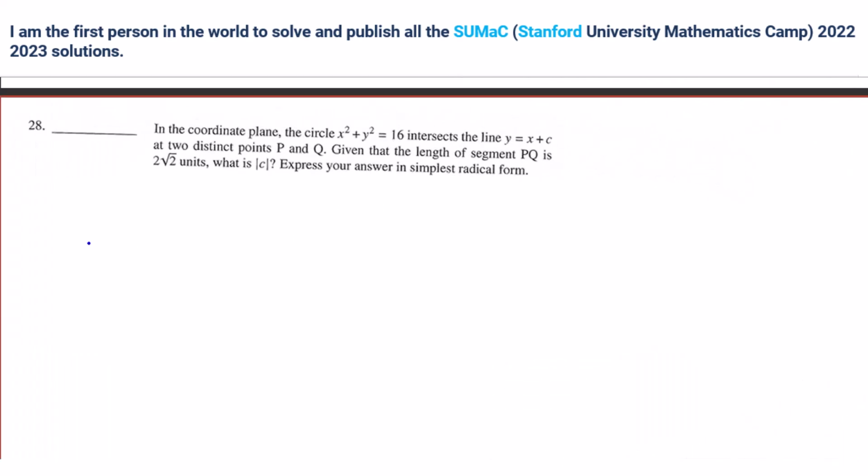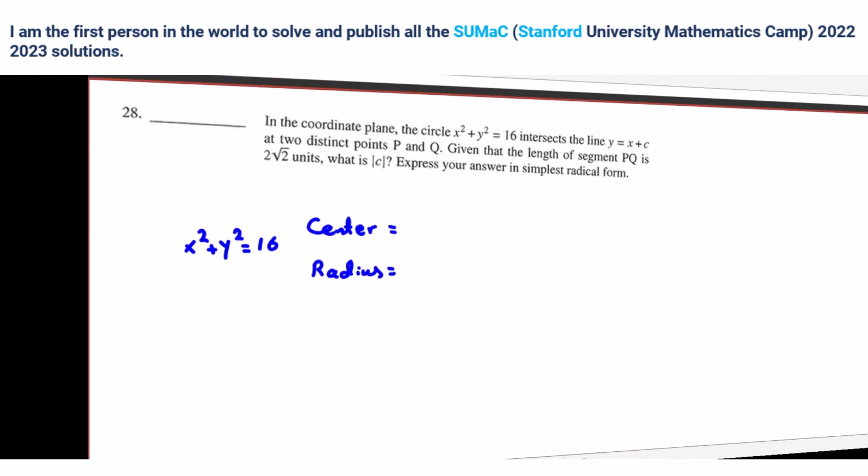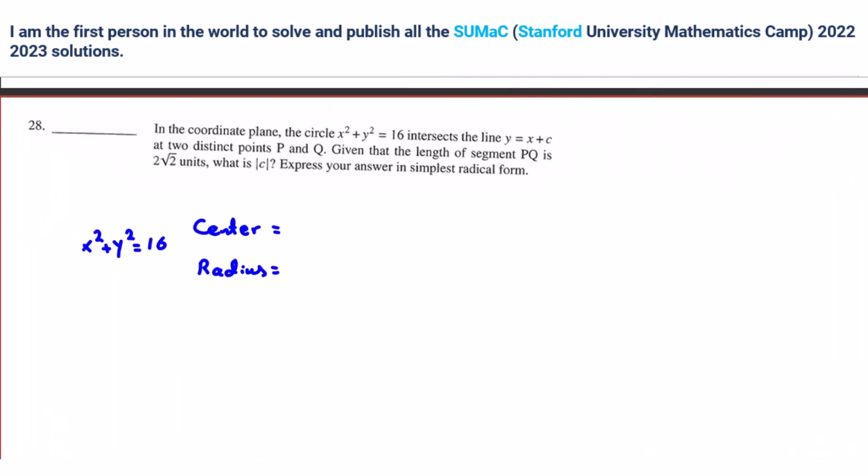When we have x squared plus y squared equals 16, what's the center and radius? So the origin would be the center and the radius would be 4. Exactly. Radius is 4, center is (0, 0).